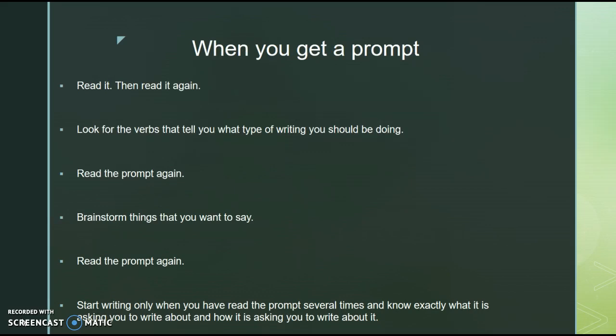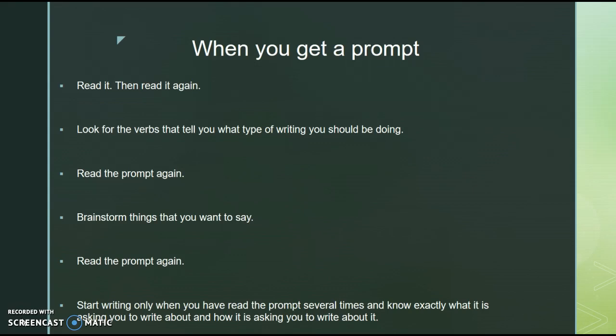When you get a prompt, so this is when you're actually sitting down to write, whether it's in class or during the AP exam, first things first, slow yourself down. So read the prompt. Look at the maps, or the graphs or the tables. And then read it again. Okay? Analyze it, look for the verbs that are going to tell you what type of writing you should be doing. We'll go through types of writing here in a little bit. Make sure that you know what you're being asked to do.